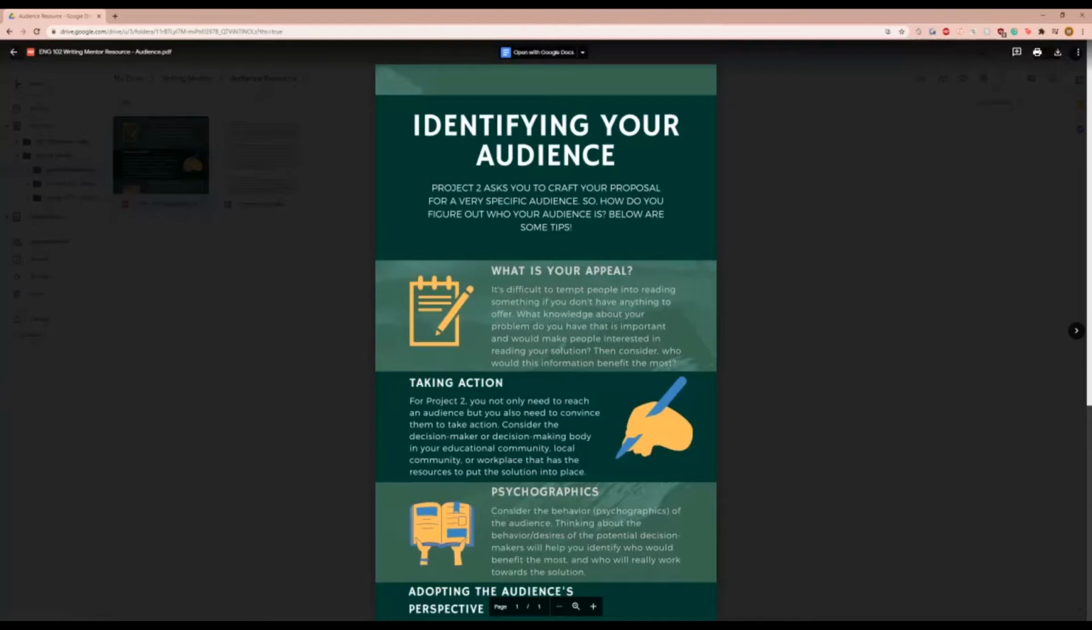I'll also be showing you some examples of other students' final projects from a different term so you can see how they wrote for a specific audience as well. So let's go ahead and jump into this infographic.